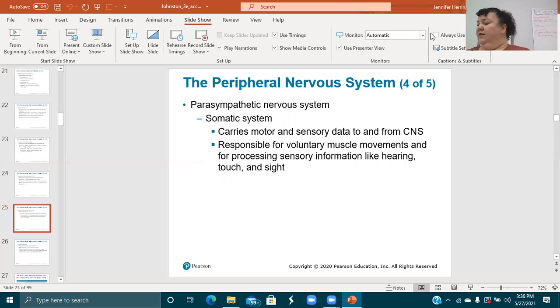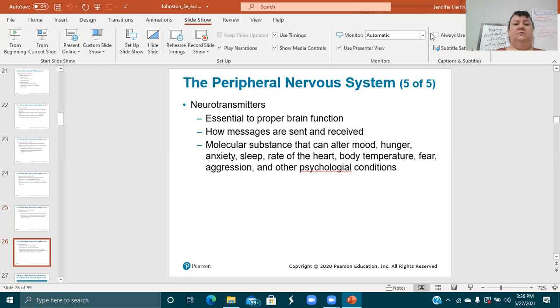Now we'll look at the somatic system. This carries motor and sensory data to and from the central nervous system. It is responsible for voluntary muscle movements and for processing sensory information like hearing, touch, and sight. Neurotransmitters are essential to proper brain function, how messages are sent and received, molecular substances that can alter mood, hunger, anxiety, sleep, rate of the heart, body temperature, fear, aggression, and other psychological conditions.